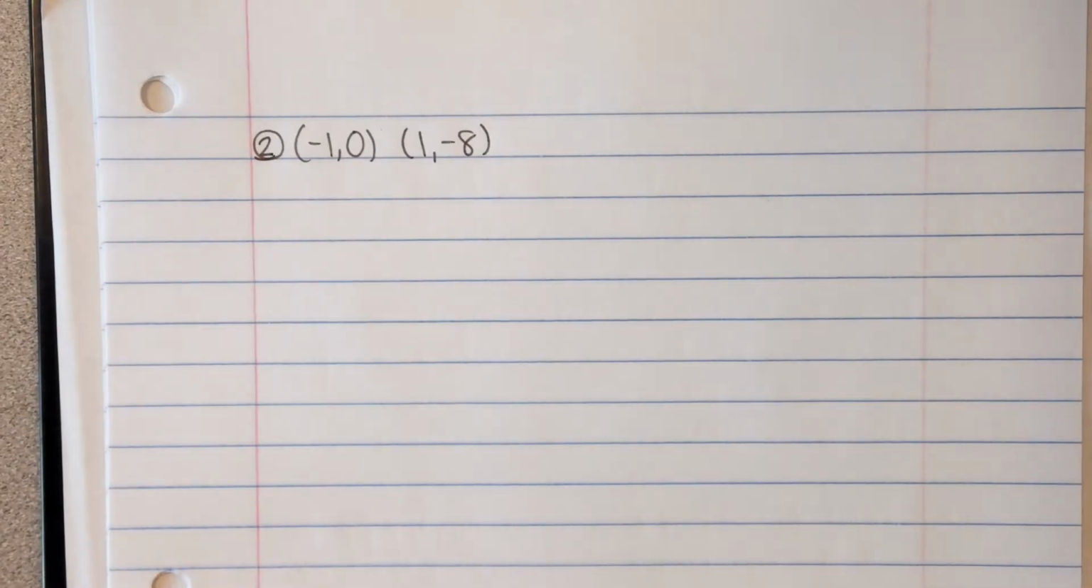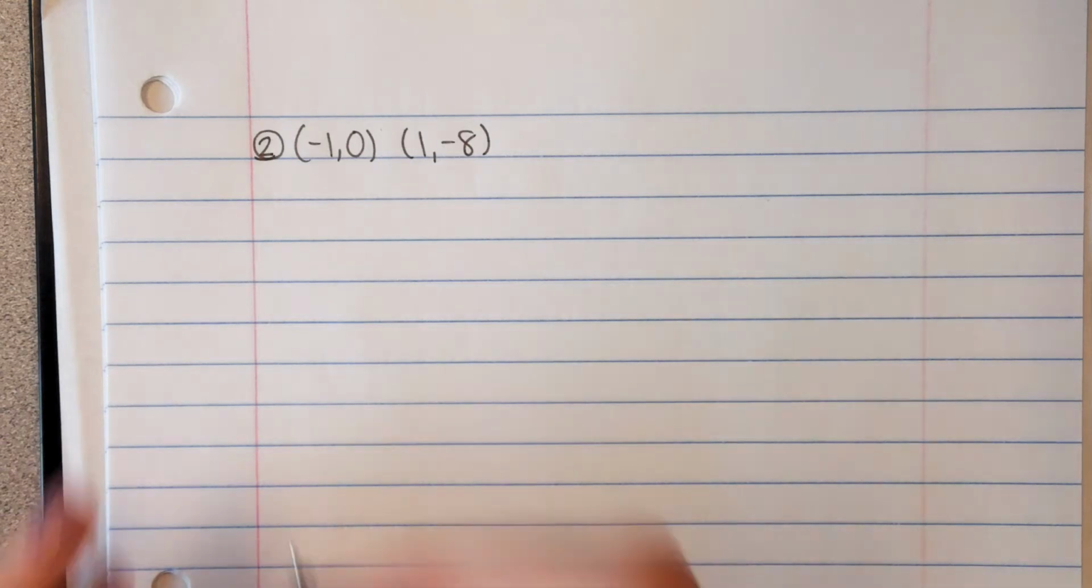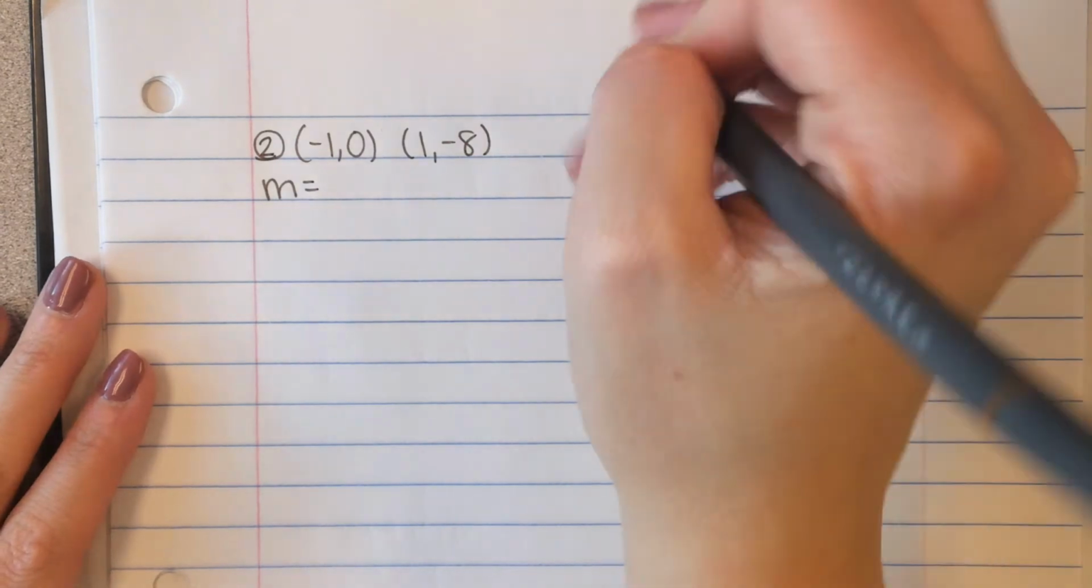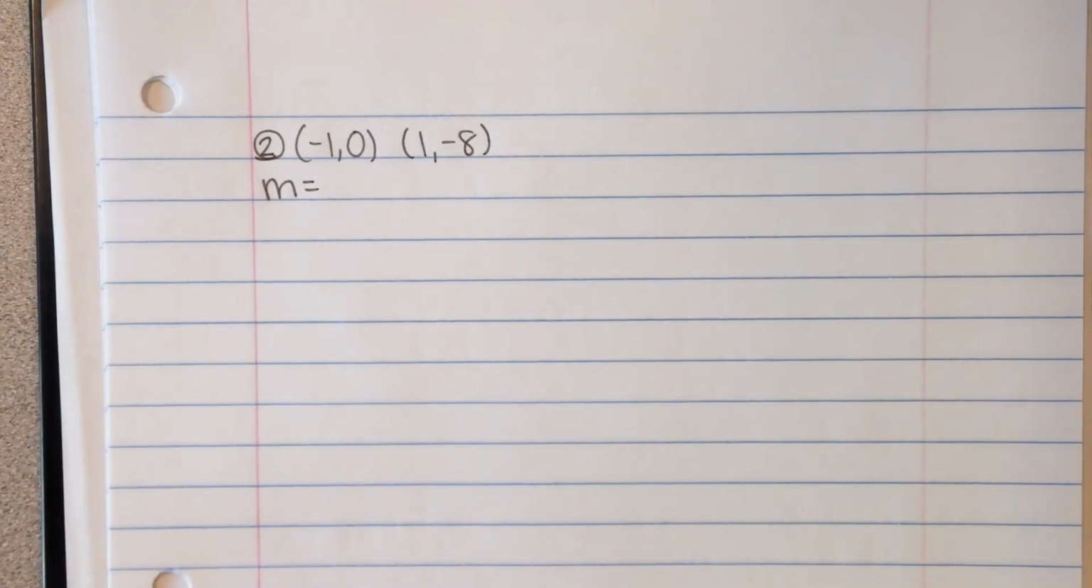Okay, here's example number 2. We have -1, 0, and 1, -8. Take just a second, find m, and then plug it into that point-slope form. Sorry, all the forms are getting mixed up. So take that, put it in that point-slope form, and make an equation of the line. So give it a try. Okay, let's check it.